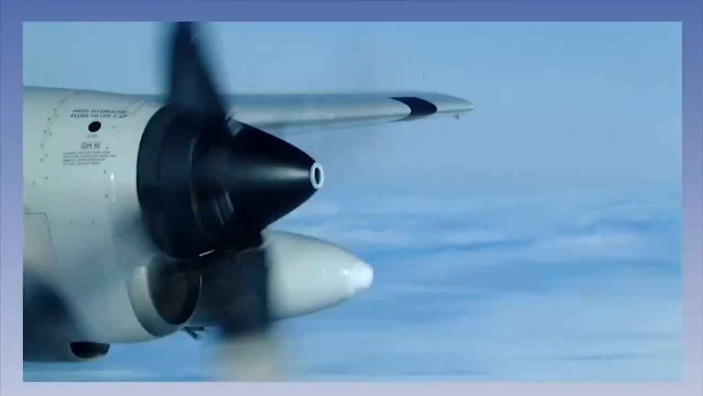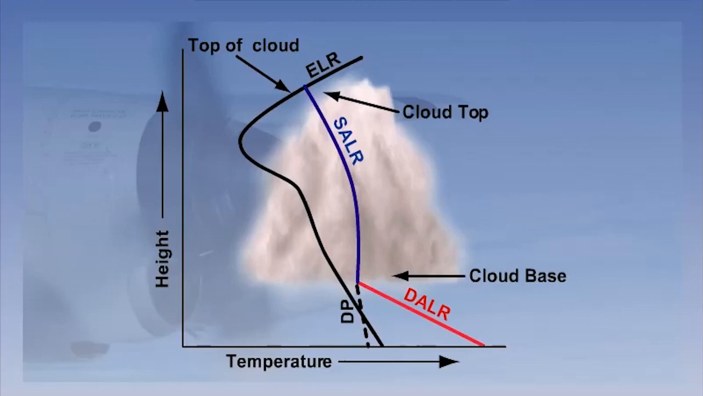Aircraft observations, radar, and also satellite images can be used to measure the cloud tops, but the more usual way is using a height-temperature graph obtained from a radiosonde.